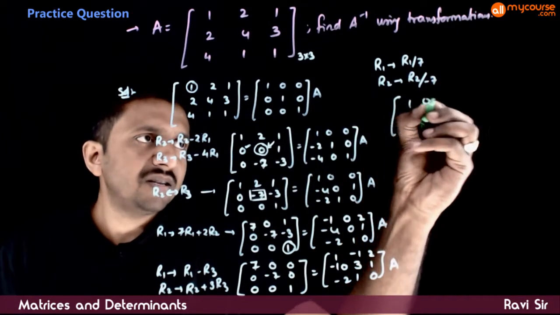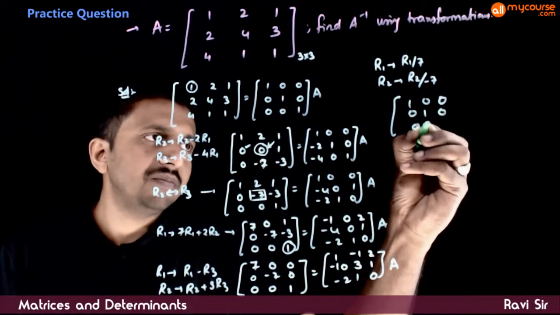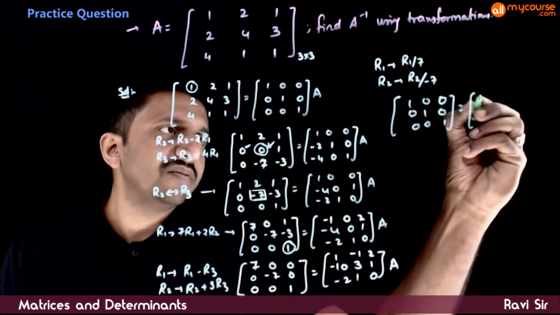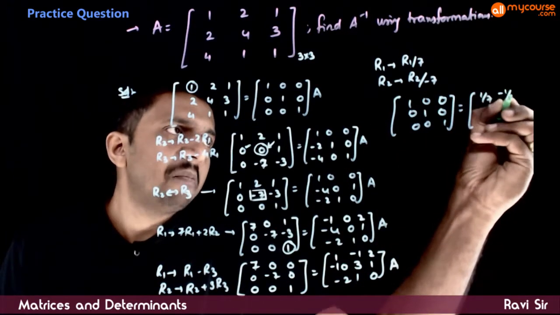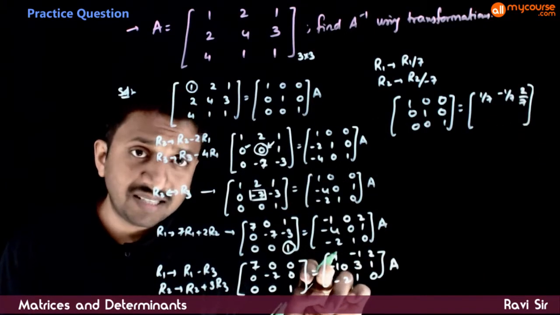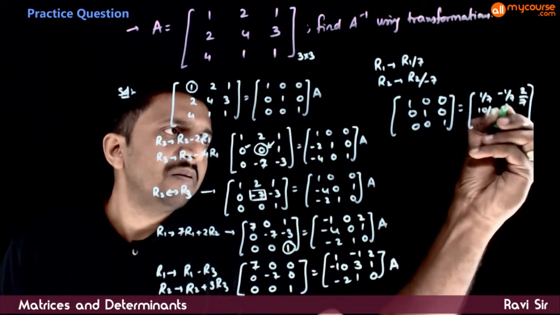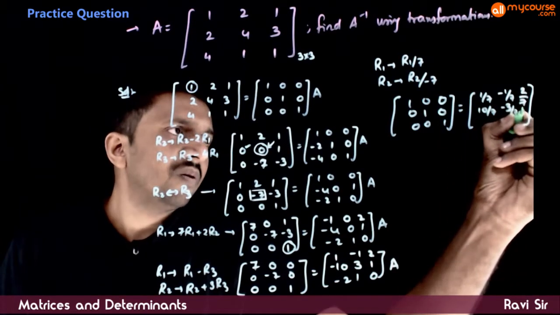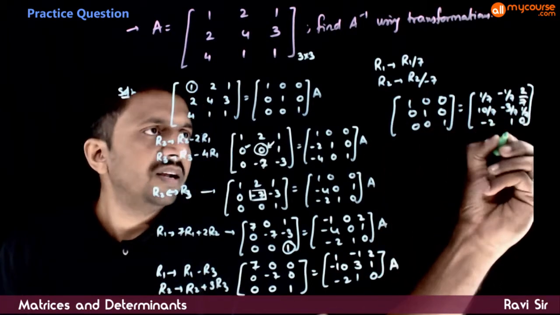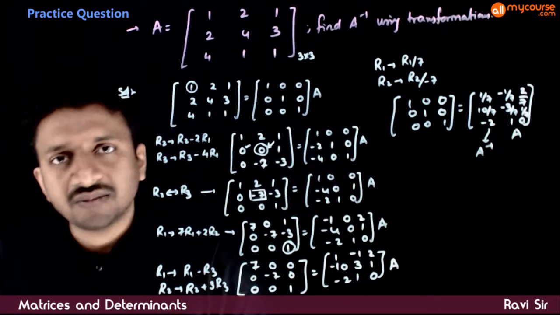So the first matrix becomes an identity matrix is equal to, first row by 7, that is 1 by 7, minus 1 by 7, 2 by 7, and second row with minus 7, that is 10 by 7, minus 3 by 7, 1 by 7, and minus 2, 1, 0 times A. So this is nothing but the inverse of this matrix.